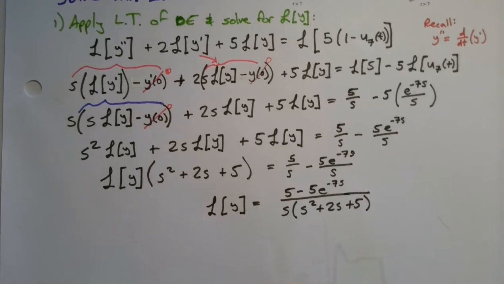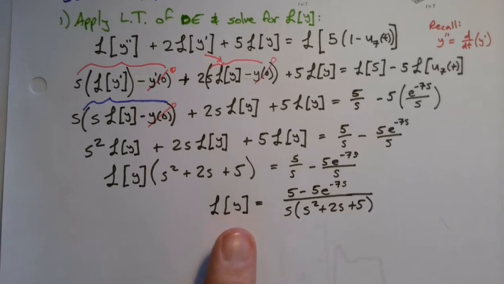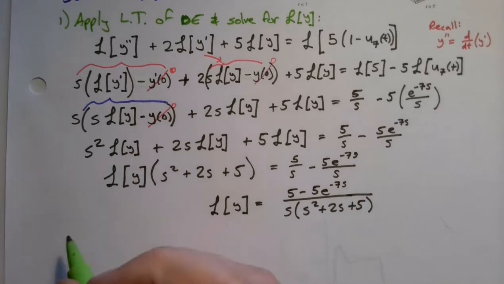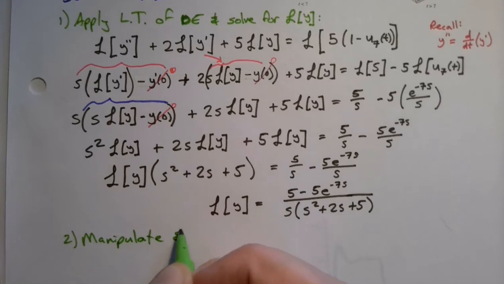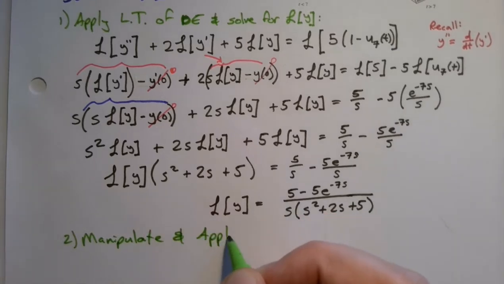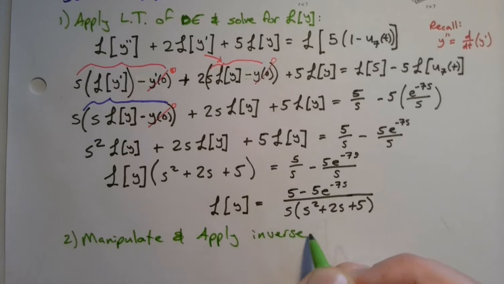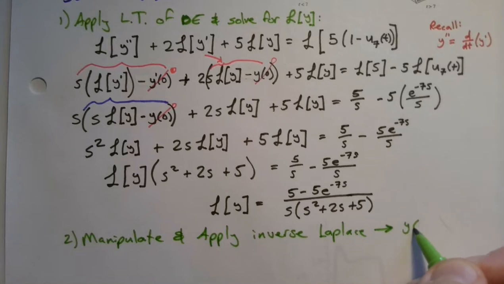And it is. But what we need to be able to do in order to make sense of this is remember that we're trying to, at this point, say we have the Laplace transform of the actual solution. This thing right here is the Laplace transform of the solution, if only we could undo it. And so now, part 2 is we need to manipulate and apply the inverse Laplace to get y of t, right?